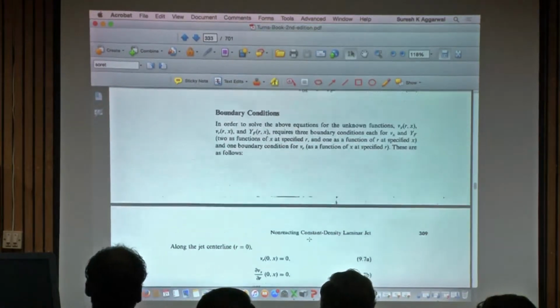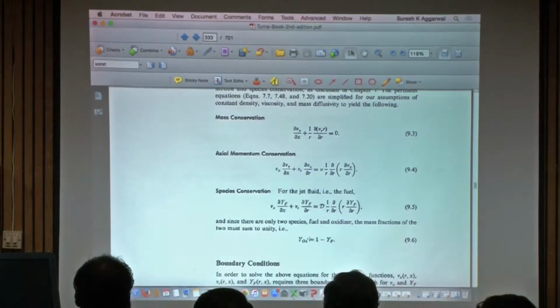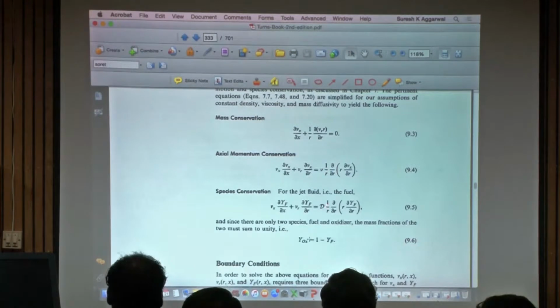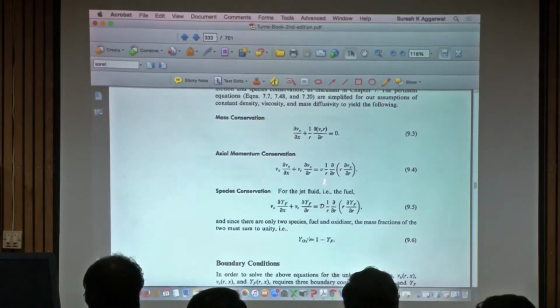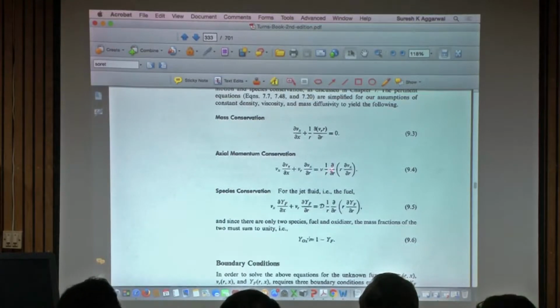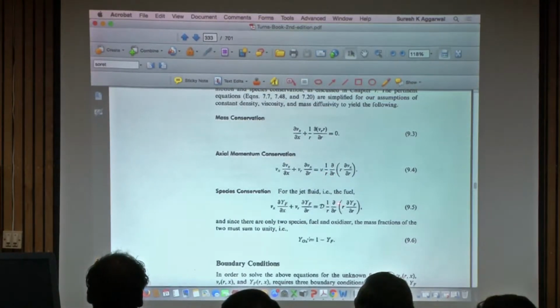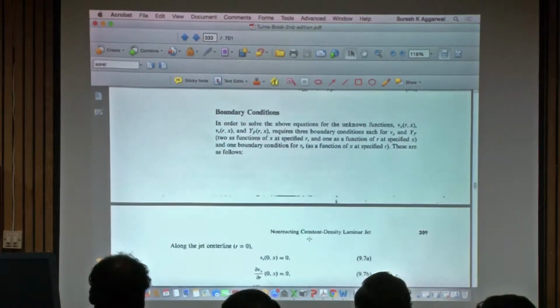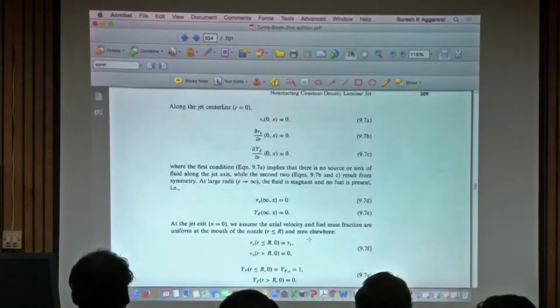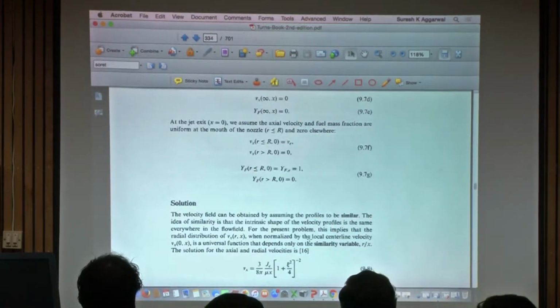And as we discussed, the solution will be identical, because here you have nu and here we have D. They are equal, then these equations are identical, and the boundary conditions are also identical. Here we have made one more assumption, the constant properties. So nu comes outside. Similarly, the D comes out. So now we'll discuss the solution.